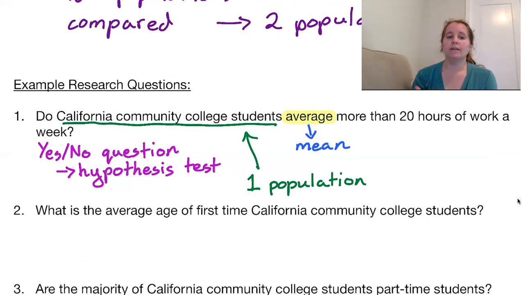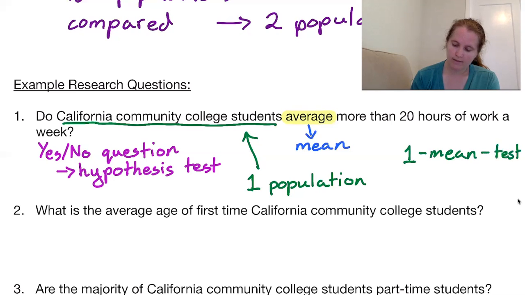So we are looking at the mean, doing a hypothesis test, and looking at one population. So we might shorthand this as 1 for one population, then mean and test.